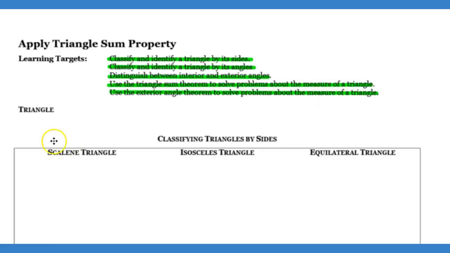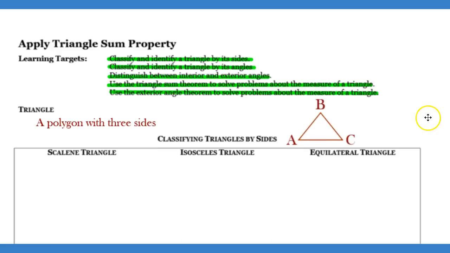So let's talk about what a triangle is. A triangle is a polygon with 3 sides. So given a triangle, a 3-sided polygon with vertices A, B, and C, I could either name this triangle ABC or triangle ABC. That's the shorthand.